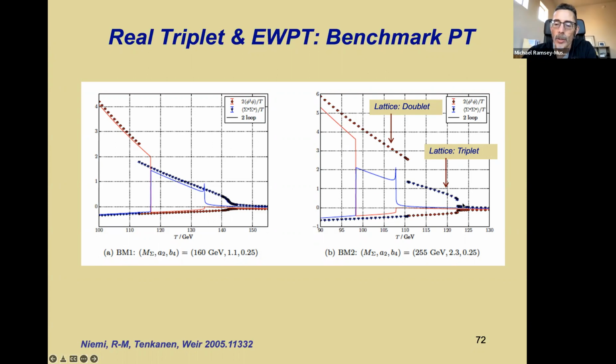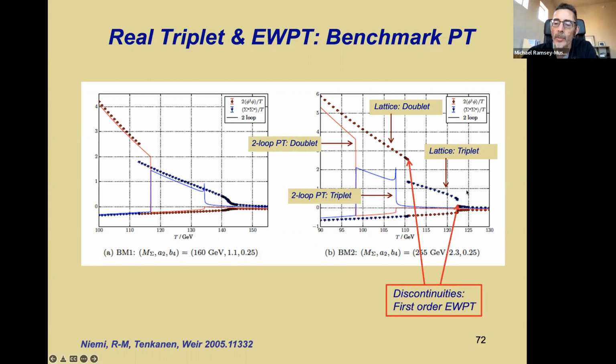And the perturbative calculation in the effective field theory are given by the solid lines. Now, what we see is that from the lattice, there are discontinuities in the condensates at certain temperatures. So in this first one, as the temperature is lowered, there is a jump from a zero to a non-zero triplet condensate, which means there was a first order transition. And then at a lower temperature, it drops back down effectively to zero, and the doublet jumps up. So that's a first order transition to the Higgs phase.